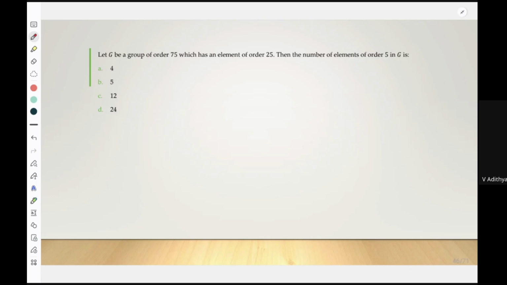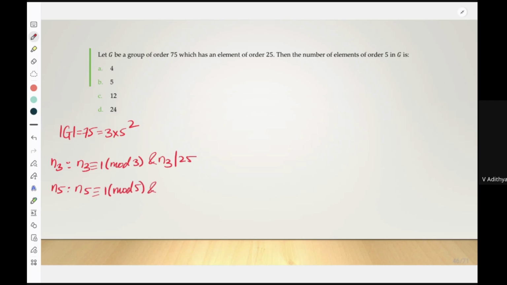Again, I would suggest to use Sylow's theorem. The order of G is 75, which is 3 times 25, that is 3 times 5 squared. So n_3 and n_5: n_3 is congruent to 1 mod 3, and n_3 divides 25. n_5 is congruent to 1 mod 5, and n_5 divides 3. So n_5 is 1.